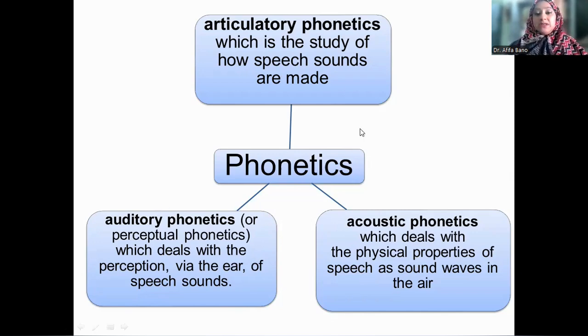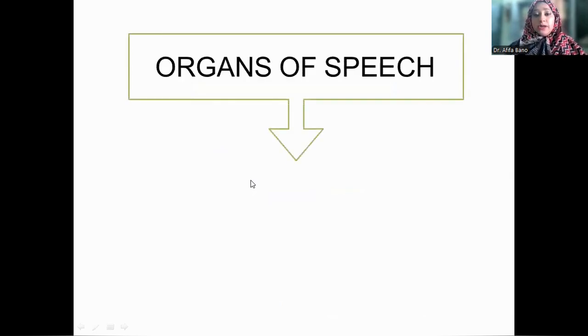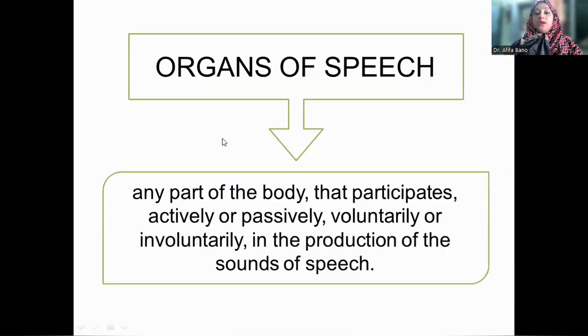So these are the detailed studies of phonetics that we will do in time. But first of all, we will start with articulatory phonetics. In order to learn more about it, we will first see the organs of speech. What are the organs of speech? Any part of the body that participates actively or passively, voluntarily or involuntarily in the production of the sounds of speech is called organs of speech.